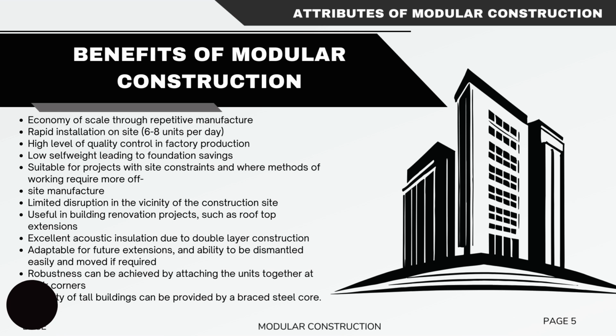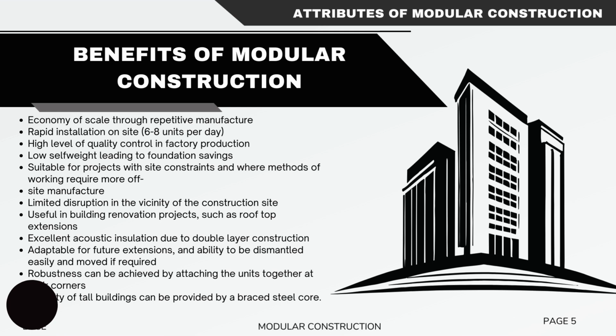construction is increasing. The benefits of modular construction relative to more traditional methods include economy of scale through repetitive manufacture, rapid installation on-site at 6 to 8 units per day, high level of quality control in factory production, low self-weight leading to foundation savings, and suitability for projects with site constraints and where methods of working require more of.